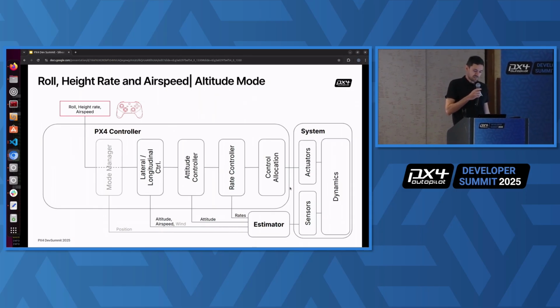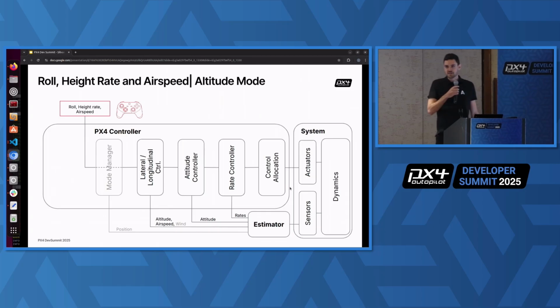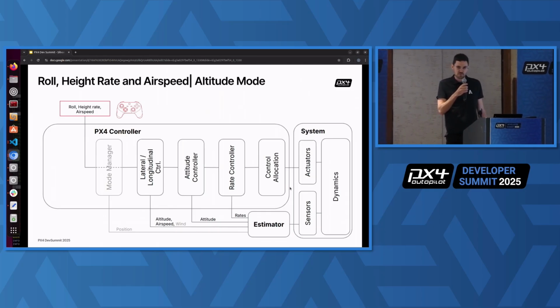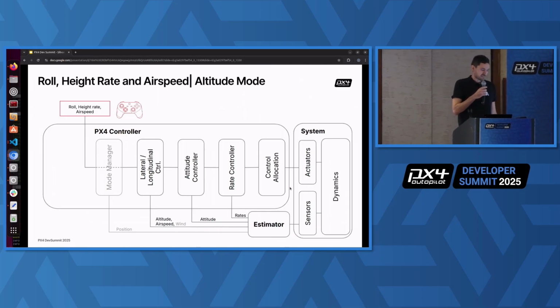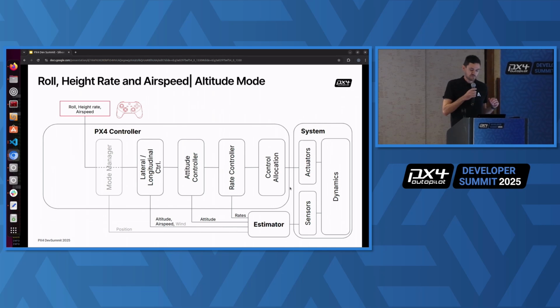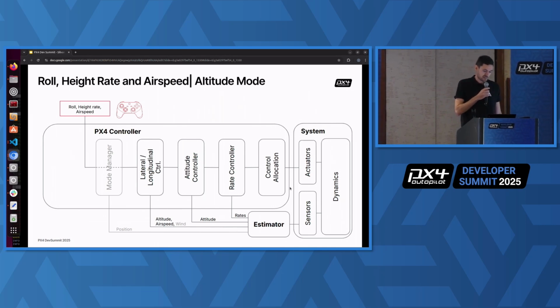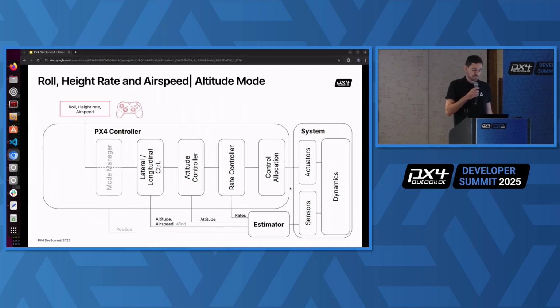And then we have this lateral longitudinal control module that I will talk about much more in depth later. But this is basically transforming, or doing feedback control on, the set points with the estimator feedback of airspeed and altitude to output attitude and thrust.